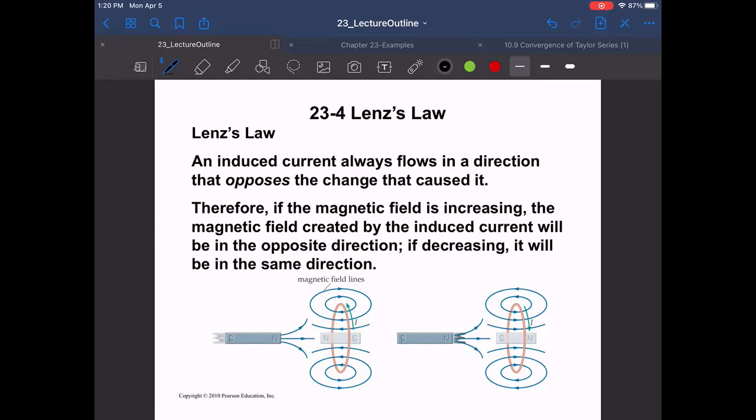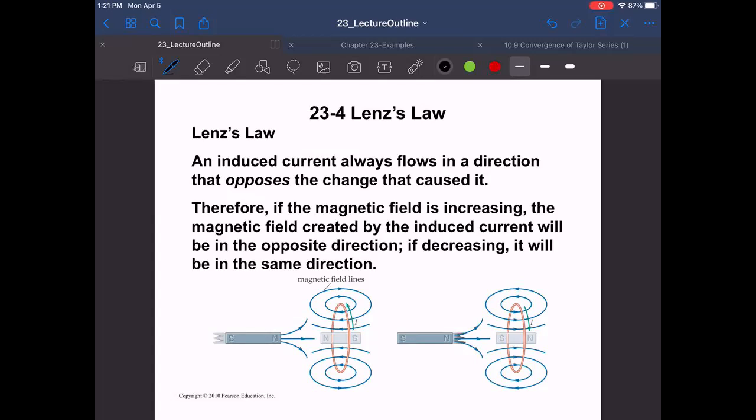That's what it does. So when you look at a situation, you have to figure out what will happen in order for it to do the opposite, which is why we get that negative on that last equation. So an induced current always flows in a direction that opposes the change that causes it. All right. Therefore, if the magnetic field is increasing, the magnetic field created by the induced current will be in the opposite direction of the increase. If decreasing, it will be in the same direction.